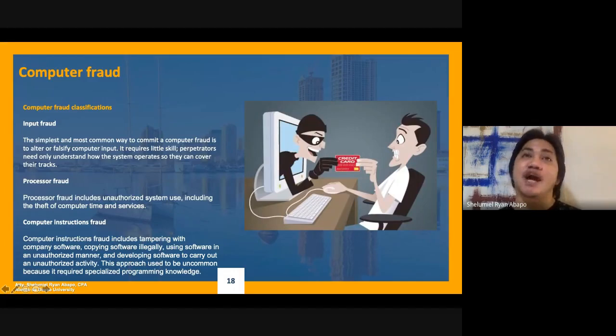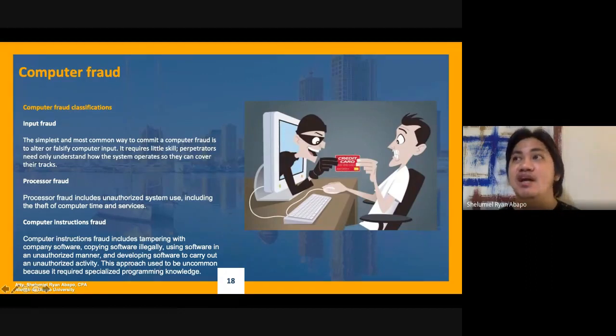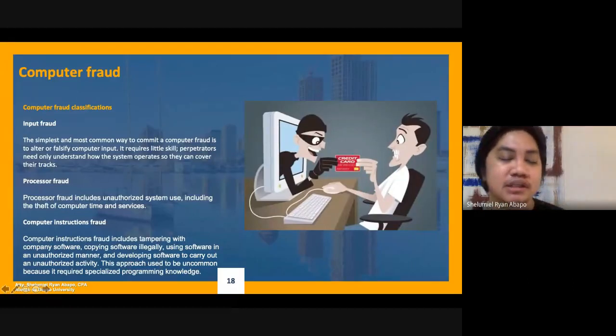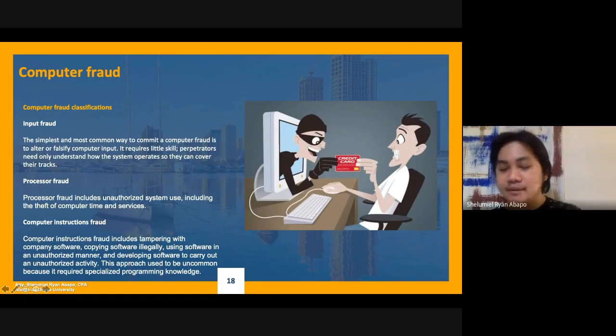Say, if you are a design company or a manufacturing firm, especially ngayon, yung mga pharmaceutical companies, chances are may mga attempts to hack their system to steal now the IPs for these supposed to be valuable vaccines na dinidevelop for the pandemic, right? Then meron din tayong computer instructions fraud that includes tampering with company software, copying software illegally, or using software in an unauthorized manner, and developing software to carry out an unauthorized activity, right?